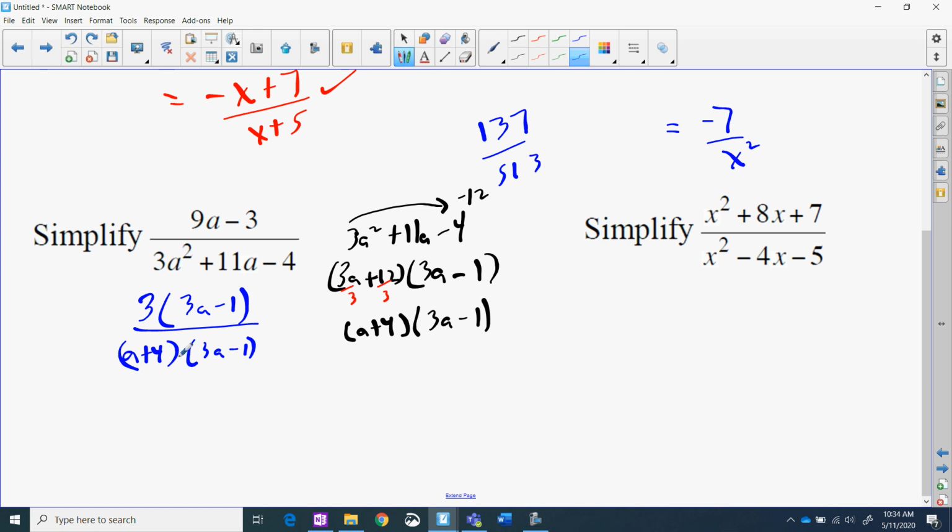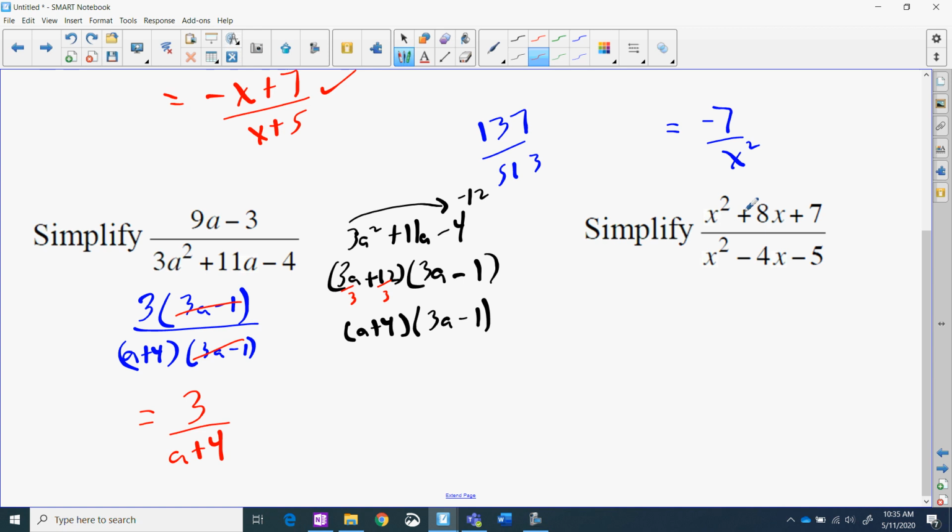Well, these are the same. You may do some work here and maybe nothing crosses out. So be it. It doesn't reduce any further. It's already a reduced fraction. Now this one will reduce a little bit because you've got 3a subtract 1 and 3a subtract 1. So they divide each other out or cancel, leaving us with 3 in the numerator and a plus 4 in the denominator. There's the reduced version of this fraction.